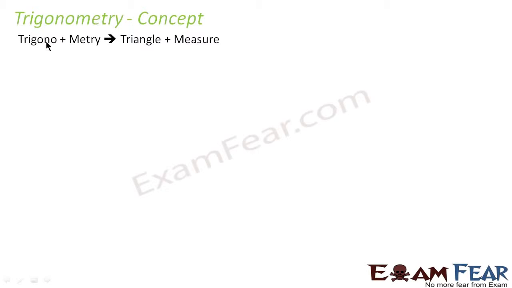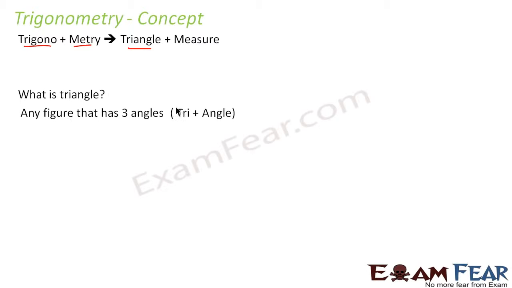Trigonometry, the word goes by trigono plus metry. Trigono means triangle, anything that has three sides, and metry means measure, right? So trigonometry, if you break it, is nothing but triangle plus measure. So what is a triangle here? A triangle is nothing but any figure that has three sides, because triangle, if you break it, is tri plus angle, that is triangle. Correct? Trigonometry is trigono plus metry. Trigono means triangle. Triangle again is tri plus angle, anything that has three angles.